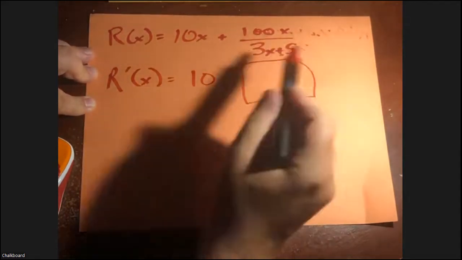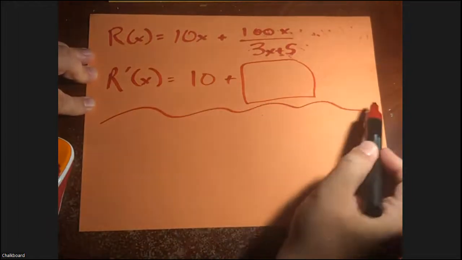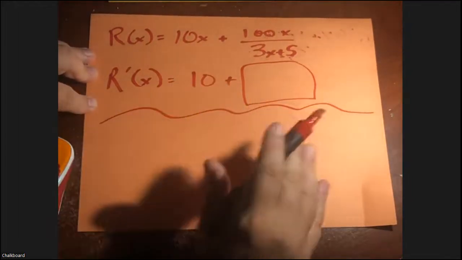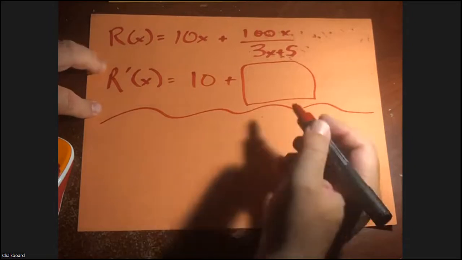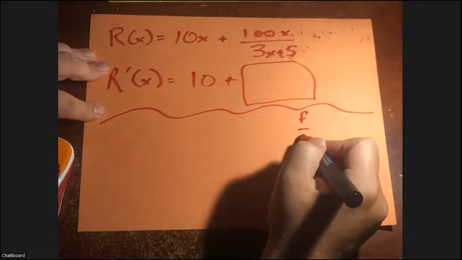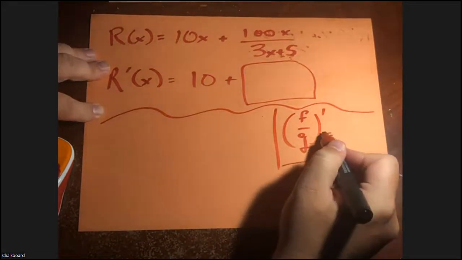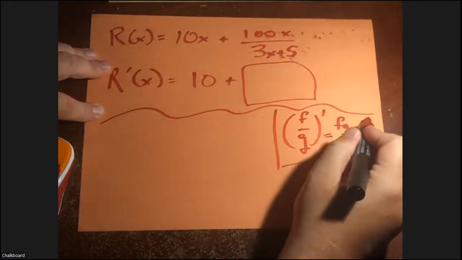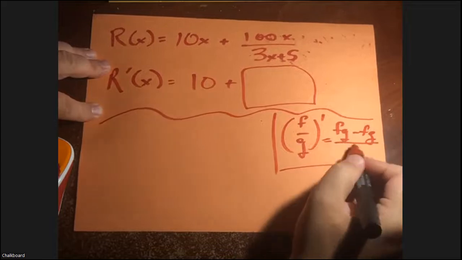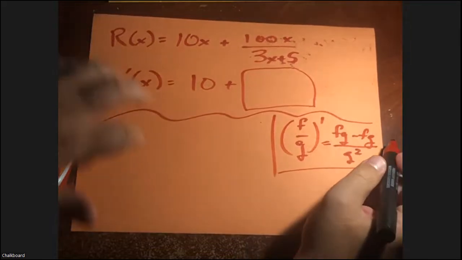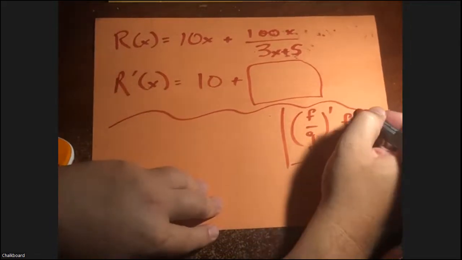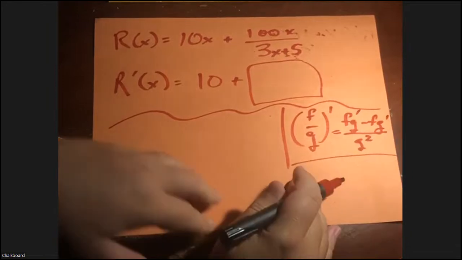And now to take the derivative of this piece, I'm going to have to figure out what goes here. So I'm going to take a minute and change my way of thinking and go into the concept of the quotient rule. The quotient rule works this way. If you're doing the derivative of f over g, it's f prime g minus f g prime over g squared. But you have to do a prime on the f and then a prime on the g like that.